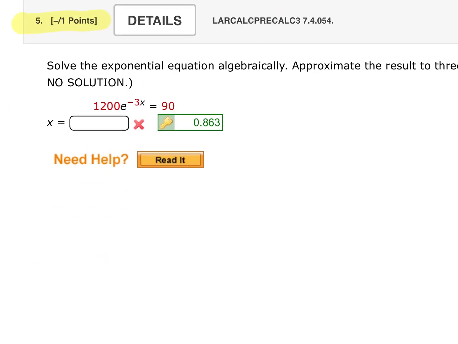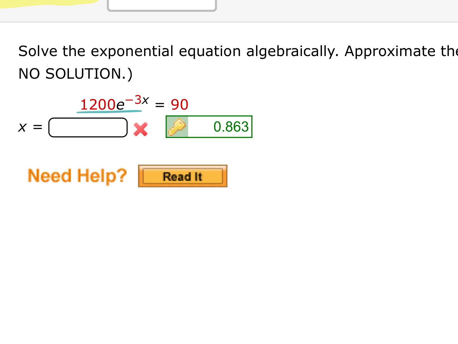Let's do 5. So I'm going to divide by 1200 on both sides because we want to get the base with the exponent all by itself. So e to the power of negative 3x is equal to 90 divided by 1200. So we'd get 0.075.